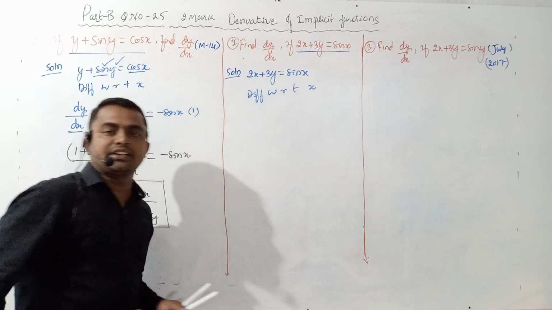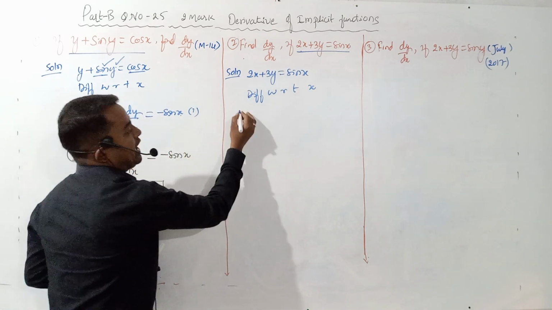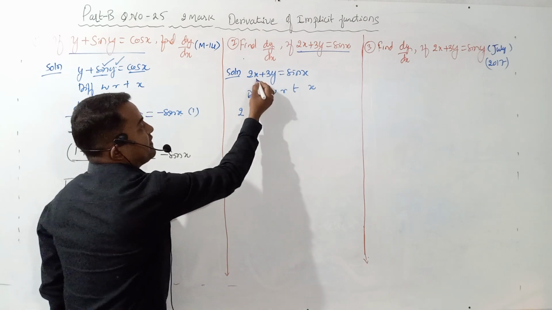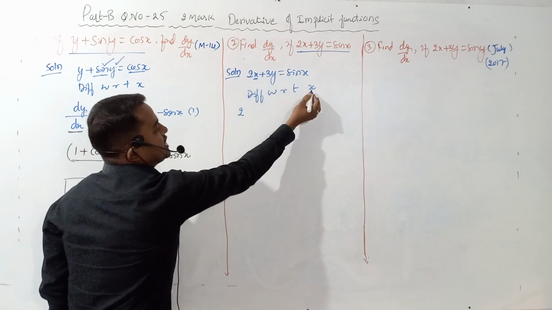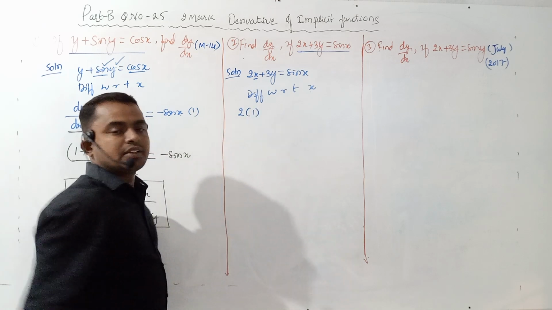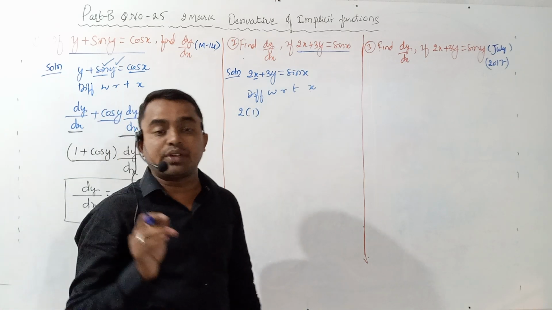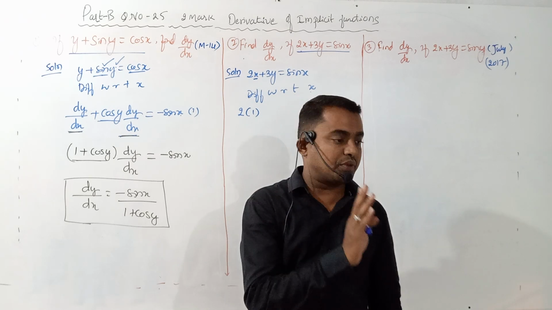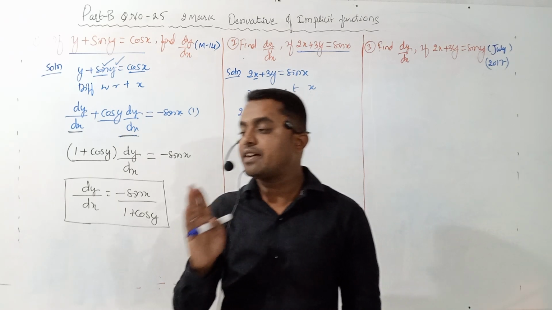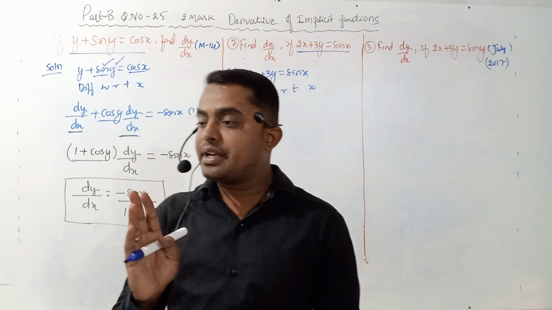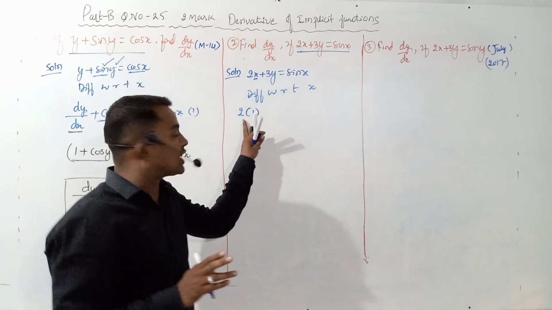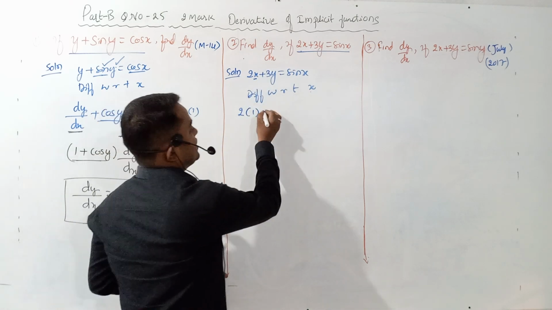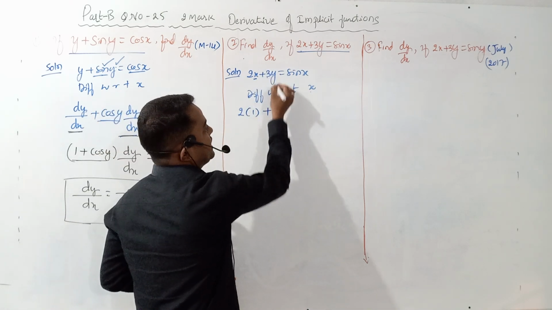After differentiating with respect to x, 2 stays as it is because it is a constant, and the function is x. Derivative of x with respect to x is 1. Remember the rule of derivative: if a constant and a function appear together, keep the constant as it is and only differentiate the function. Plus 3 is a constant as it is, and the derivative of y is dy by dx.